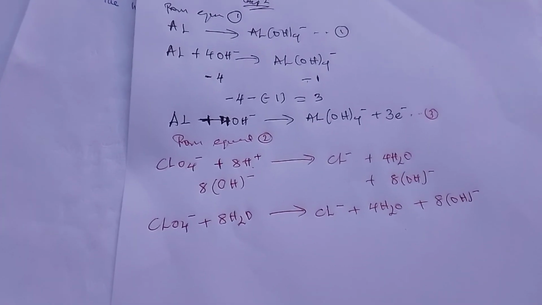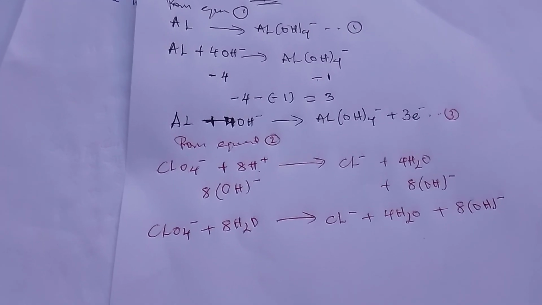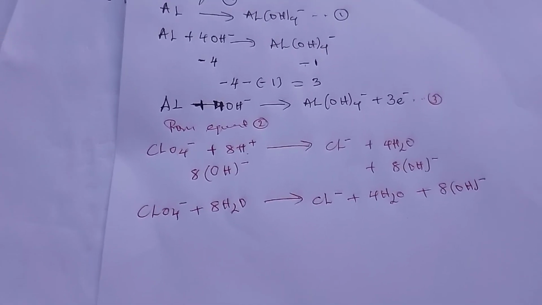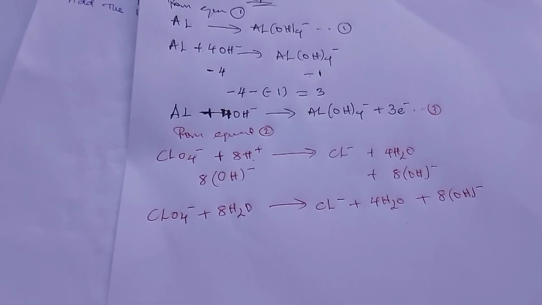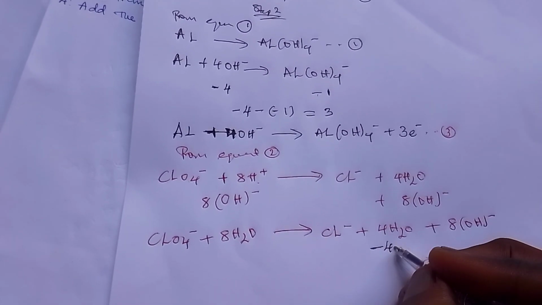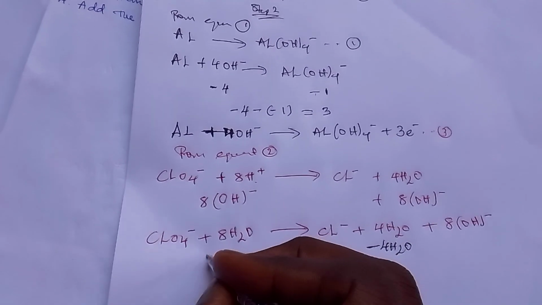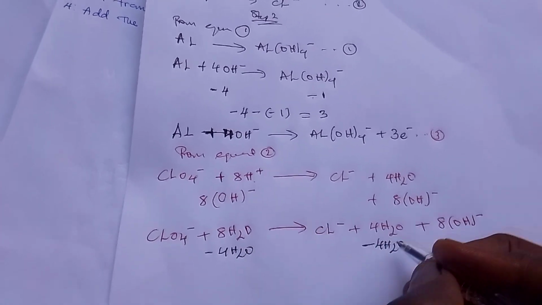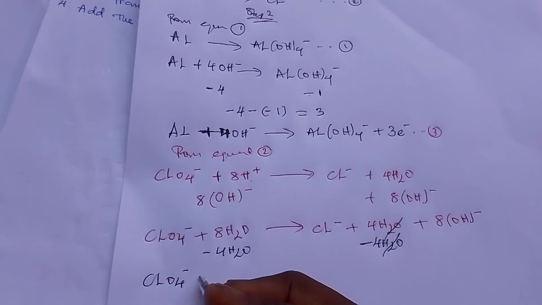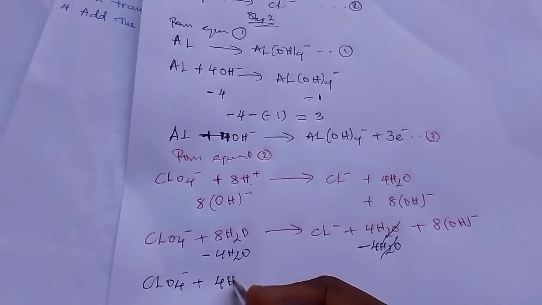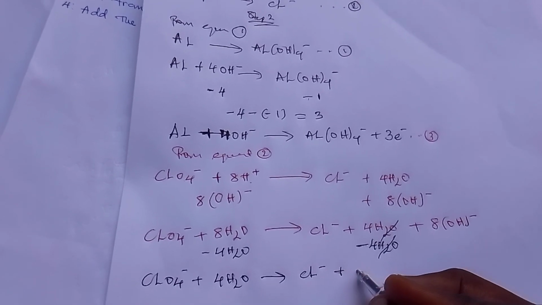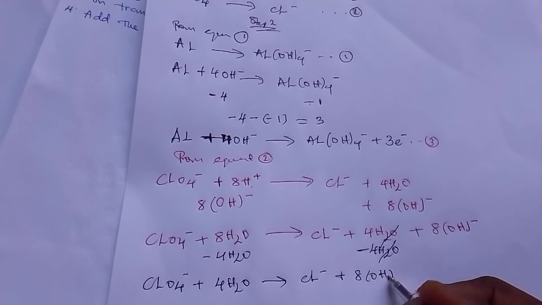All right. When I've done that, the next thing to do is to subtract 4 water molecules from both sides because I have water molecules here and water molecules here. Let me use a black ink. Minus 4H2O here, minus 4H2O here. This will go out. So my new equation becomes perchlorate plus 4H2O gives me chlorine plus 8 hydroxyl.